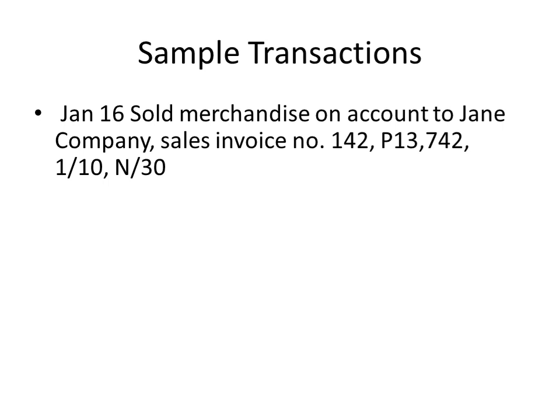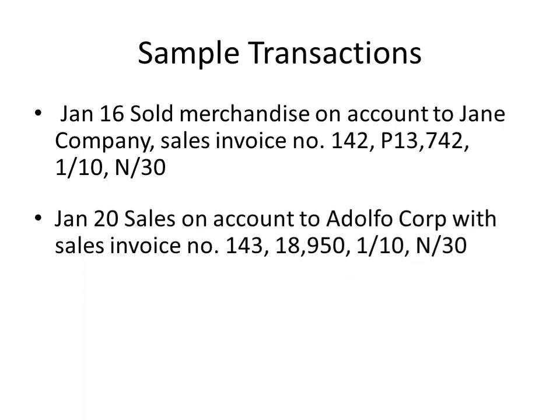So we have on January 16 sold merchandise on account to Jane Company, sales invoice number 142, and then the amount is 13,742. So we have the terms, the numerator, as we said, discount. So Jane will be given a discount if she pays within 10 days. So 1% discount when she pays in 10 days. Then after 10 days, no more discount. That's why it's N, no discount at 30 days. So the term for the payment is usually 30 days.